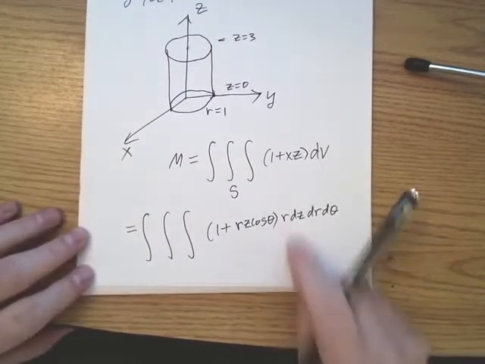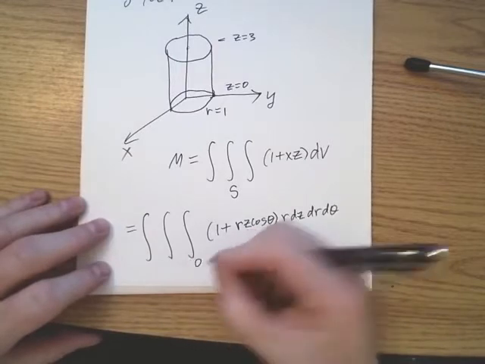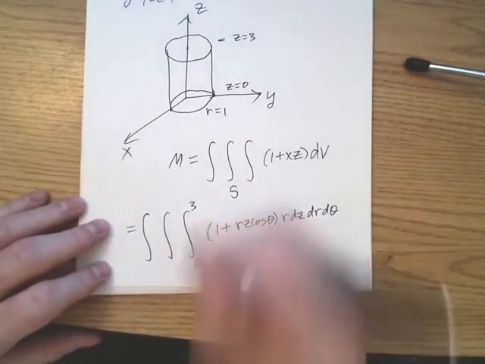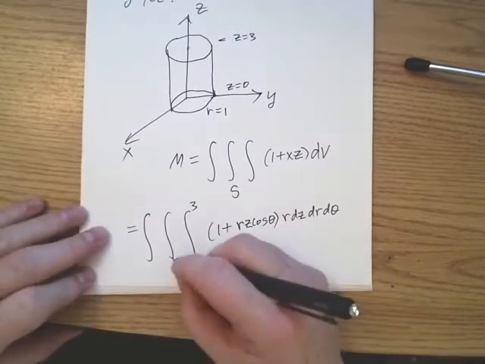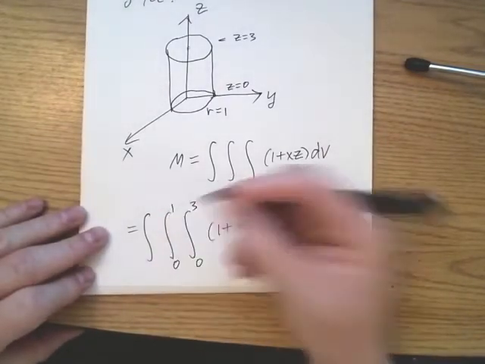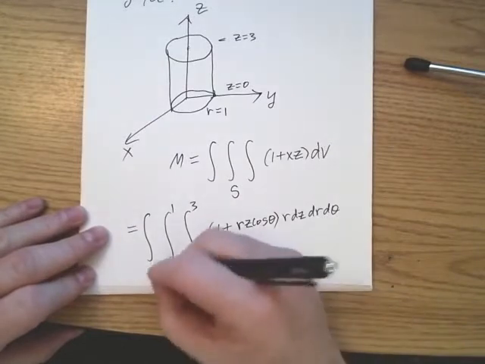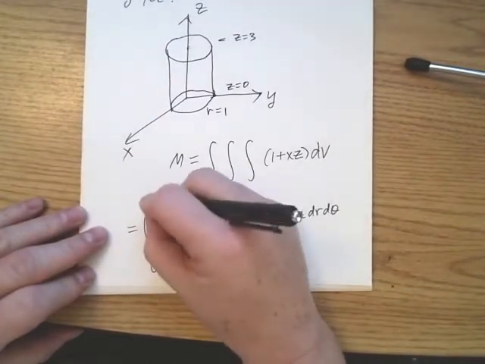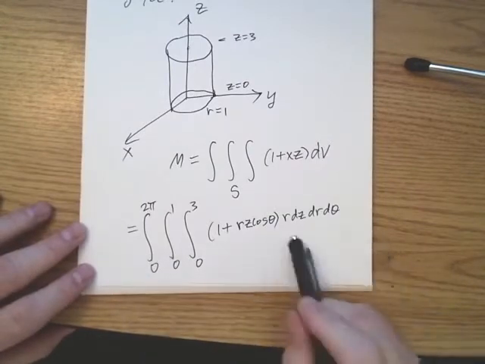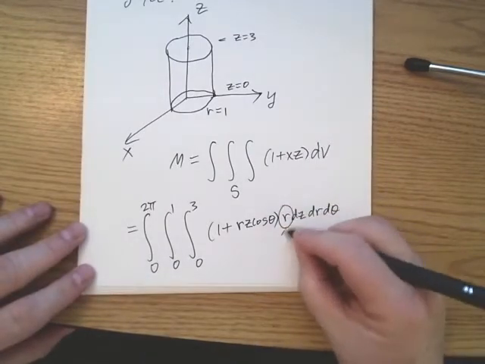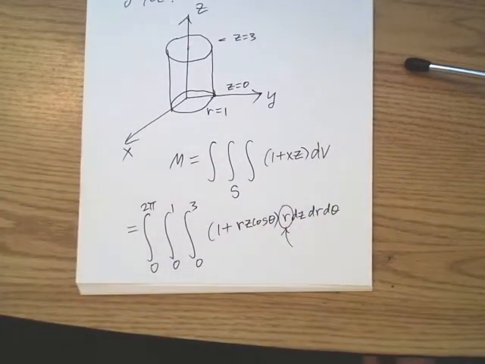Where is z going from and to? It's always going from 0 to 3, right? And where's r going from and to? It's going from 0 out to 1. And what about theta? You're going all the way around, so it's going from 0 to 2 pi. So this is the integral we're looking at here. Do not forget that r in there.